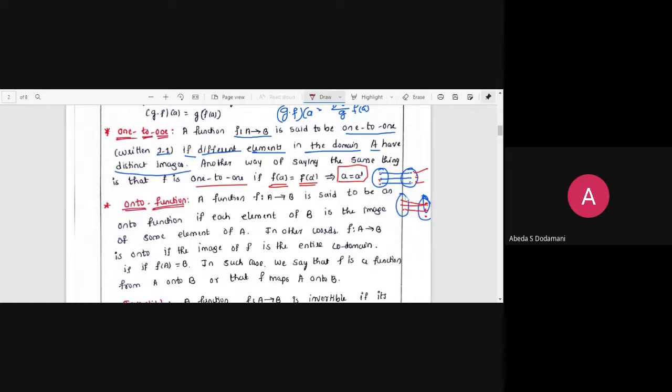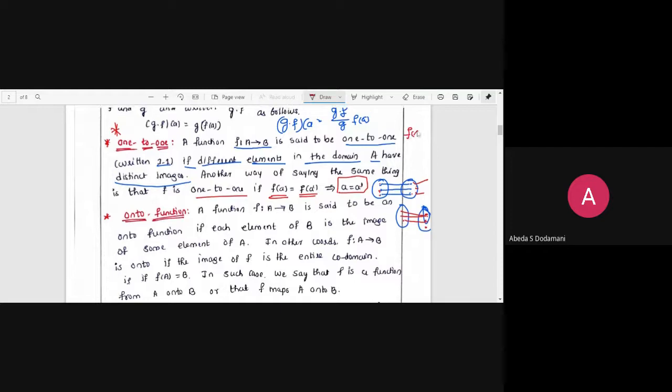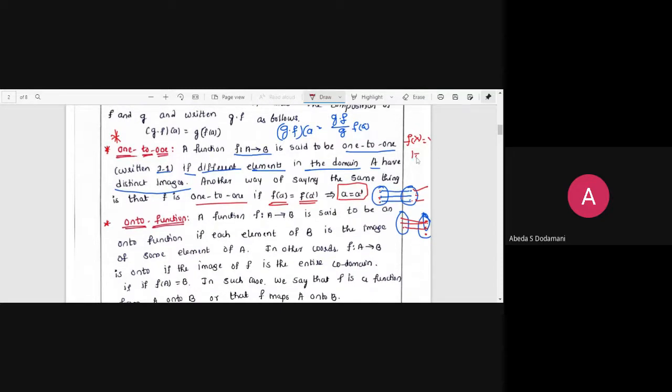Clear? Without 1-1, I will show you the examples once I start solving the example. Clear, guys? Similarly, you can just have a very good example. F of x is equal to say x. Say x is equal to 1, the image is 1. X is minus 1, image is minus 1. X is 2, image is minus 2.